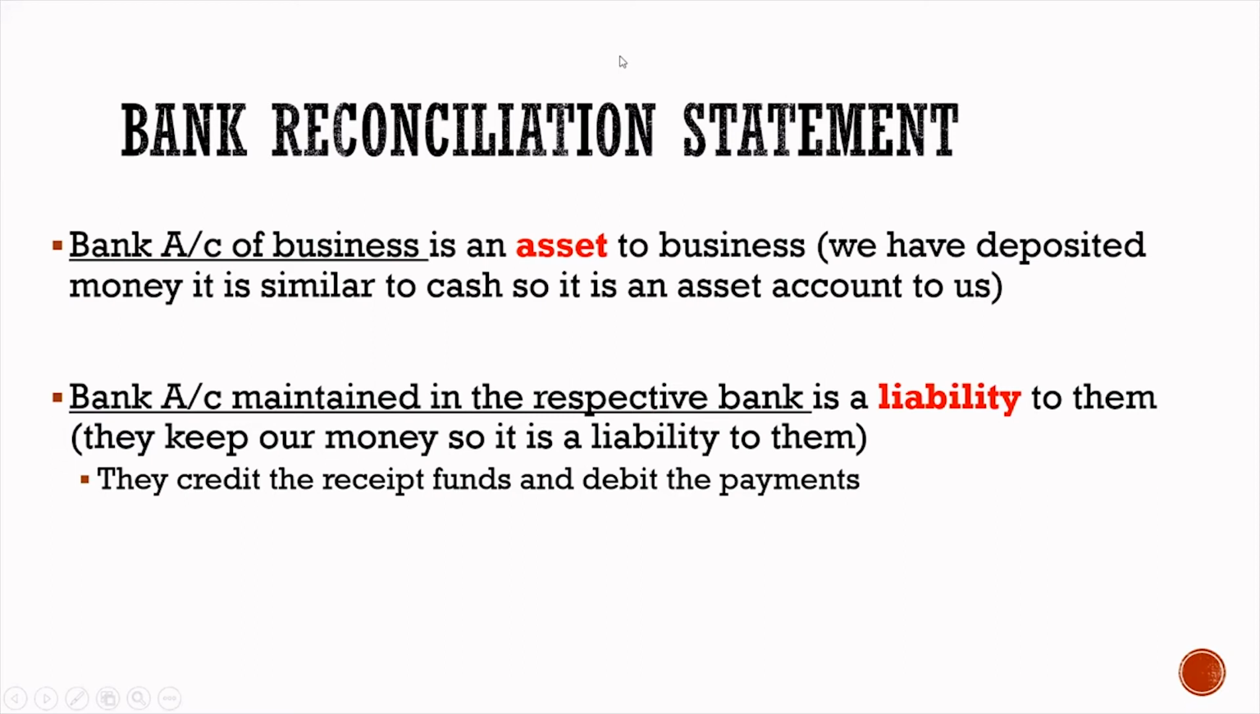But for the banks, is it an asset? No, right? They are treating it as a liability. It is like we give our money to them and let them handle it. So for them it is a liability. So every receipt of money they credit. Right? Can you remember the increase of a liability is a credit and the decrease of a liability is a debit? So when they get funds, they credit it, and when they make payments, they debit it. Right?